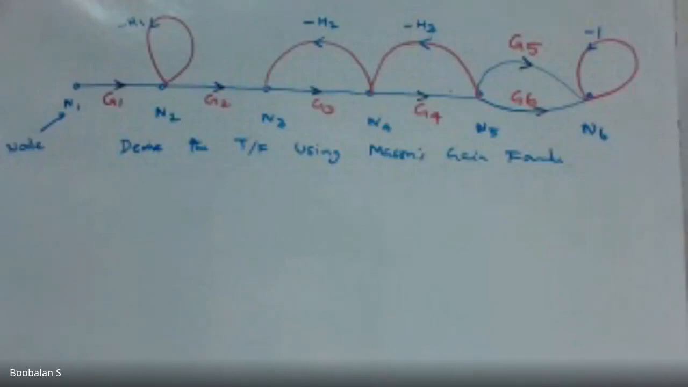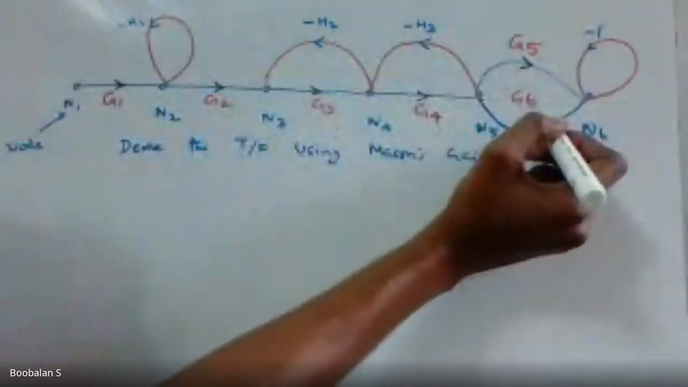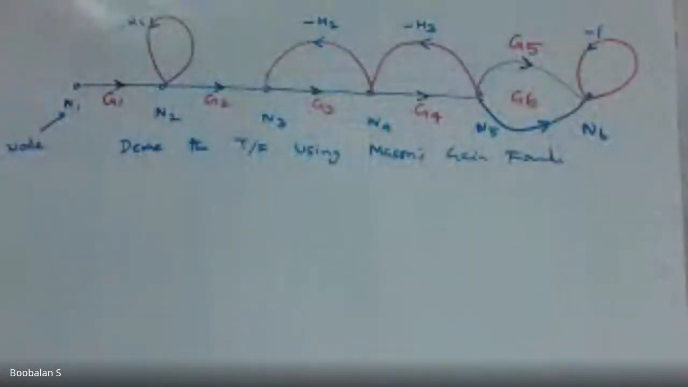We are just eliminating one by one. Now in the same way here, they have given this type of problem. They will give a different configuration of signal flow graph, but we are just going to do the same.